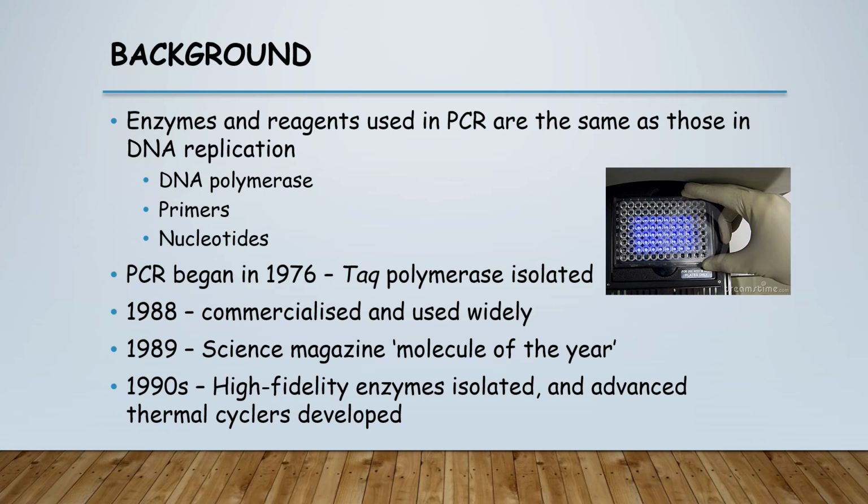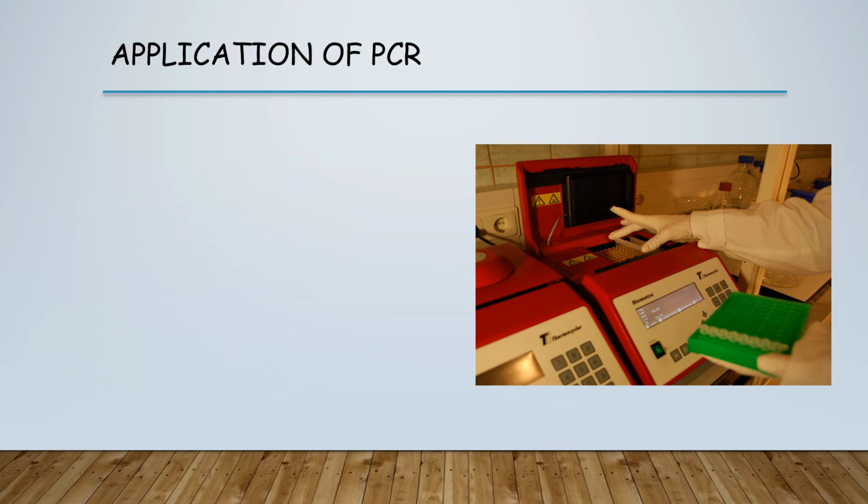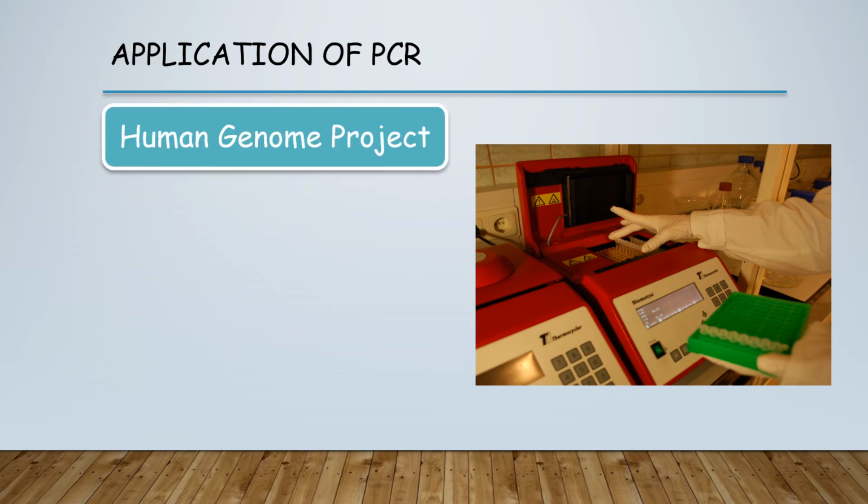And in the 1990s, high quality enzymes were isolated that were very reliable. And again, the thermocyclers, those machines that we've seen in the past pictures, were developed, therefore really revolutionizing the process and allowing for this to be used in a wide variety of applications. So what are the applications of PCR? Why is it so important?